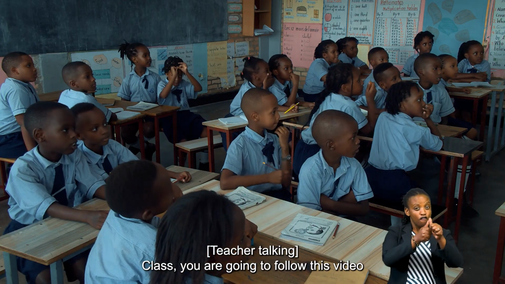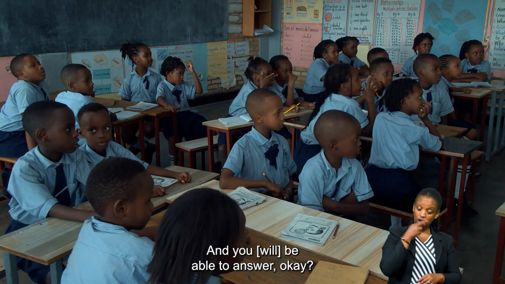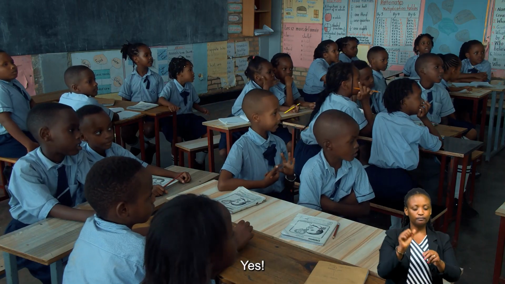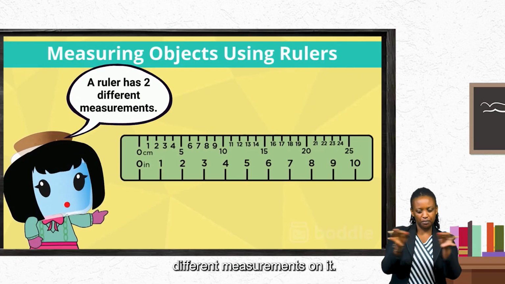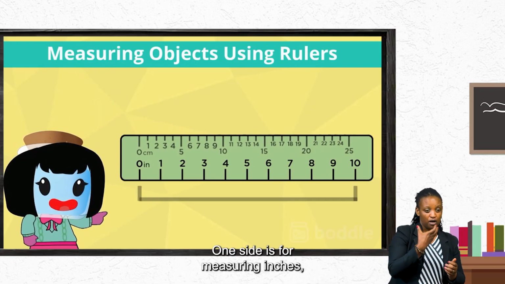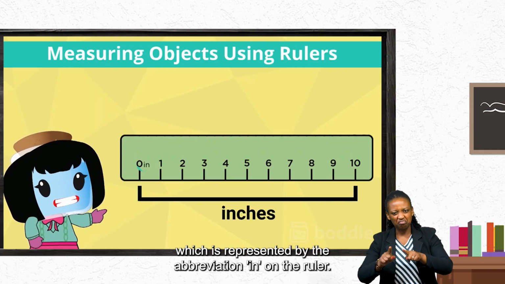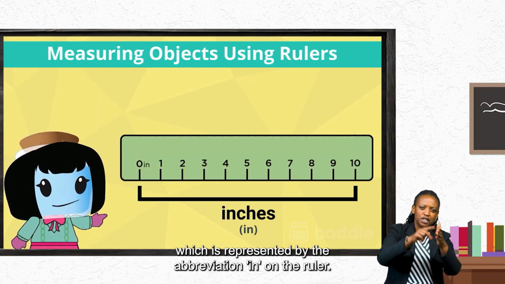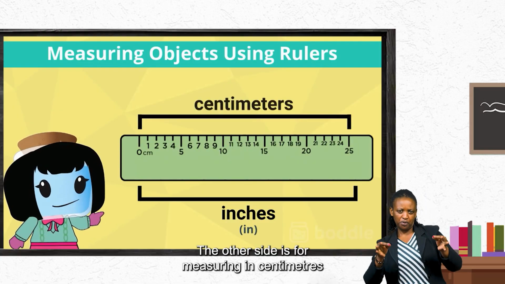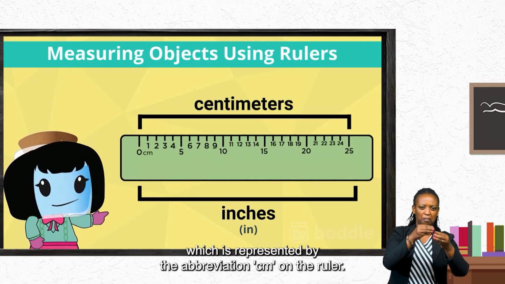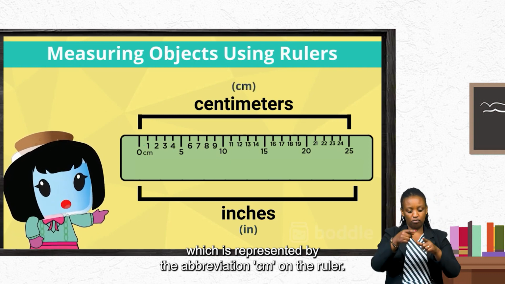Class, you're going to follow this video, then later the teacher is going to ask you the questions. And you are able to answer, okay? Yes. That's okay. Remember that a ruler has 2 different measurements on it. One side is for measuring in inches, which is represented by the abbreviation IN on the ruler. The other side is for measuring in centimeters, which is represented by the abbreviation CM on the ruler.